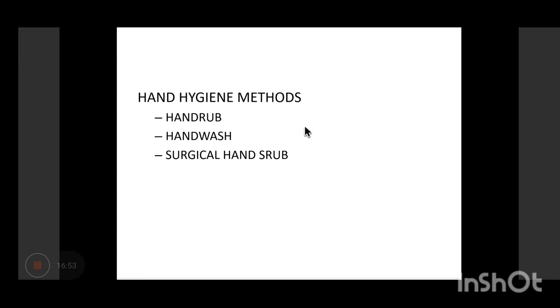So I'm going to revise the duration of hand hygiene. Social hand hygiene must be practiced for 5 to 10 seconds. Then hand rub must be done for 20 to 30 seconds. In medical practice, hand wash should be done for 40 to 60 seconds. And surgical scrub hand wash should be done for about 2 to 5 minutes.